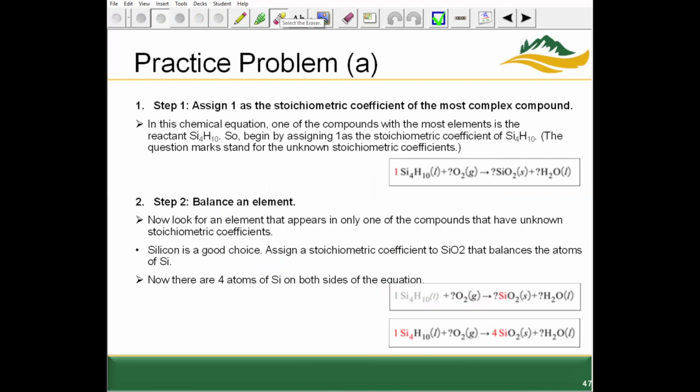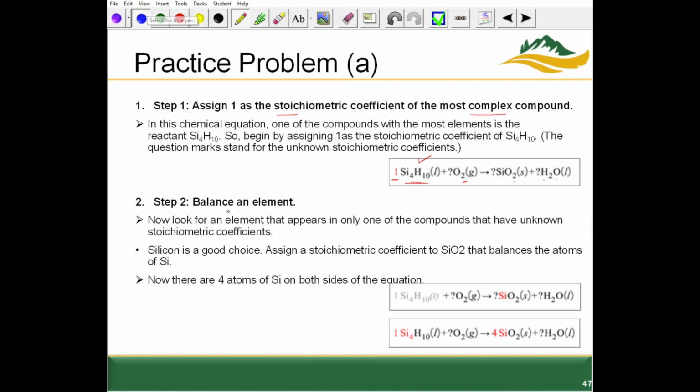Let's go through each of these steps for our practice problem at hand. Assign 1 as the stoichiometric coefficient of the most complex compound. There's hydrogen and oxygen here with subscripts of 2 and 1, silicon and oxygen 1 and 2, oxygen just 2. This one, however, has these subscripts of 4 and 10, so this is going to be our most complex substance. So we're going to put a 1 out front there.